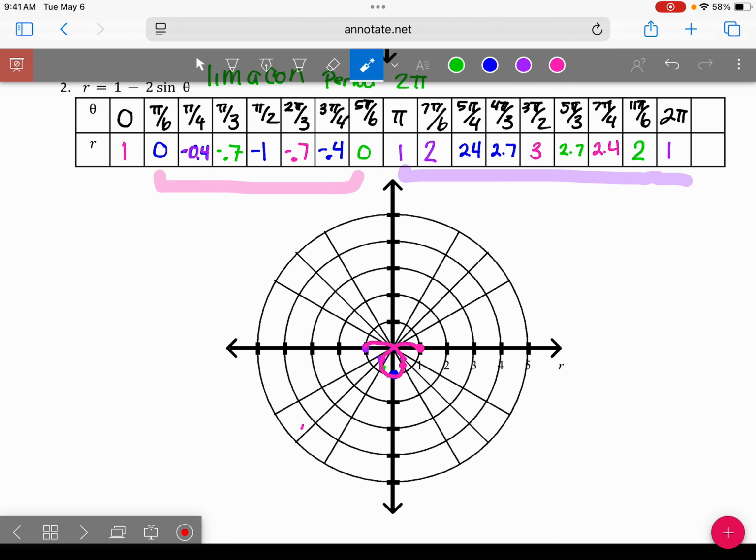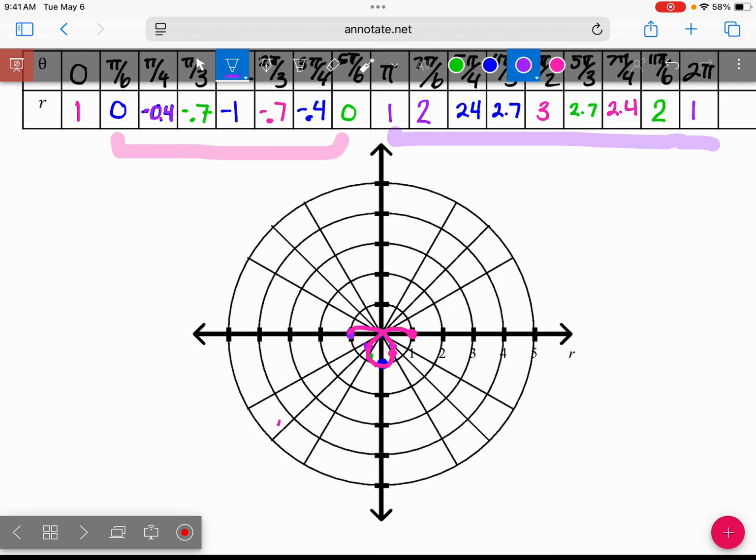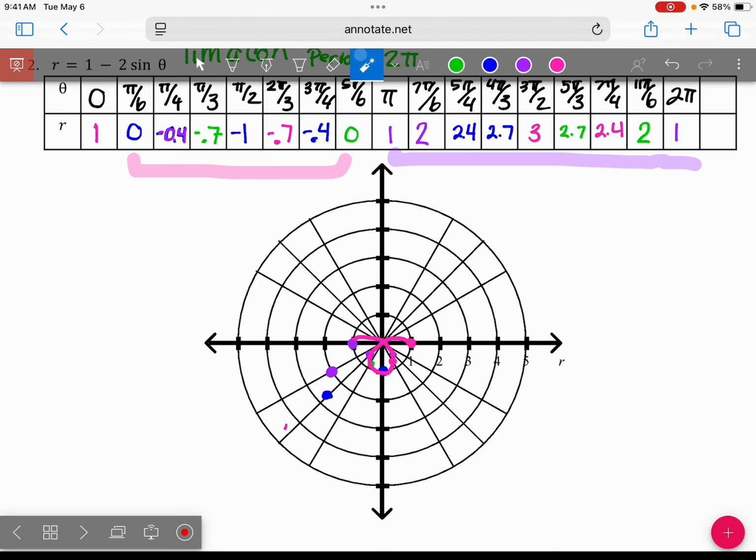Plotting these points up, very similar vibe. We need to have our pi of 1, which we got over here. 7 pi over 6, we have a radius of 2, so it's coming out way over here. 5 pi over 4, we're at 2.5, so this guy. Because we are on 7 pi over 6, that's this angle anyway. So if I had 7 pi over 6 with a negative 2, it would actually be up over here. So since it's over here, our positive 2 for 7 pi over 6 goes over this way.